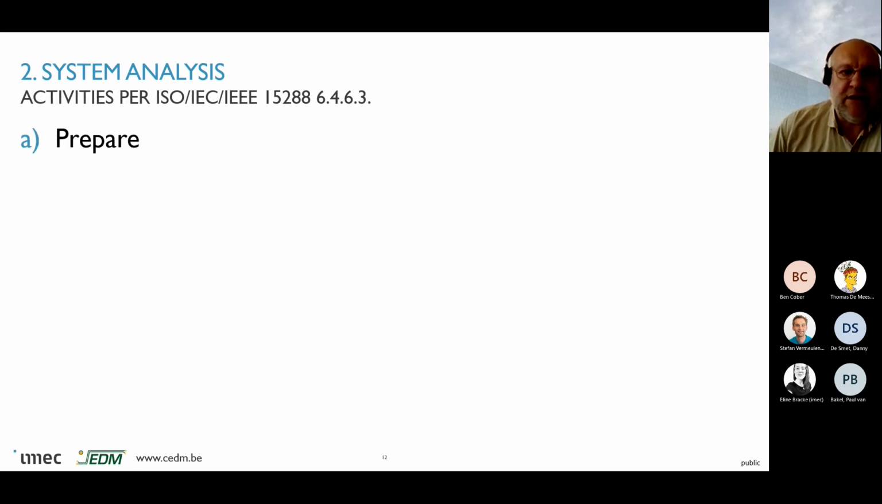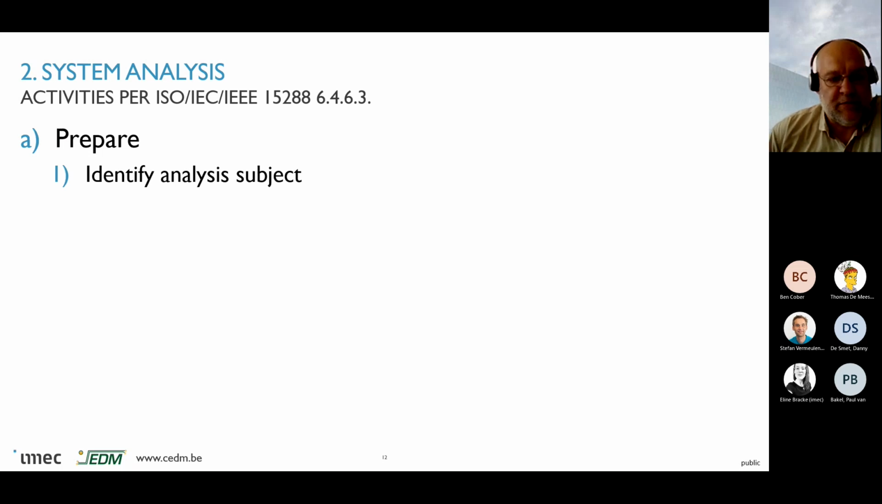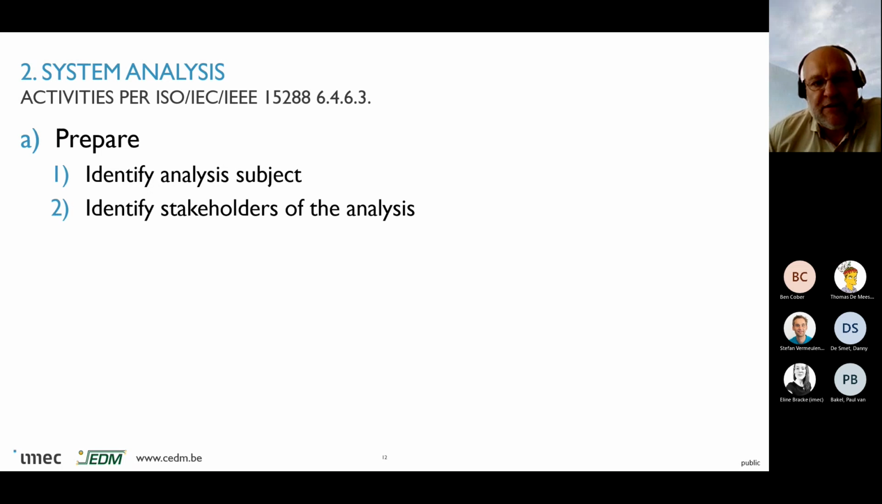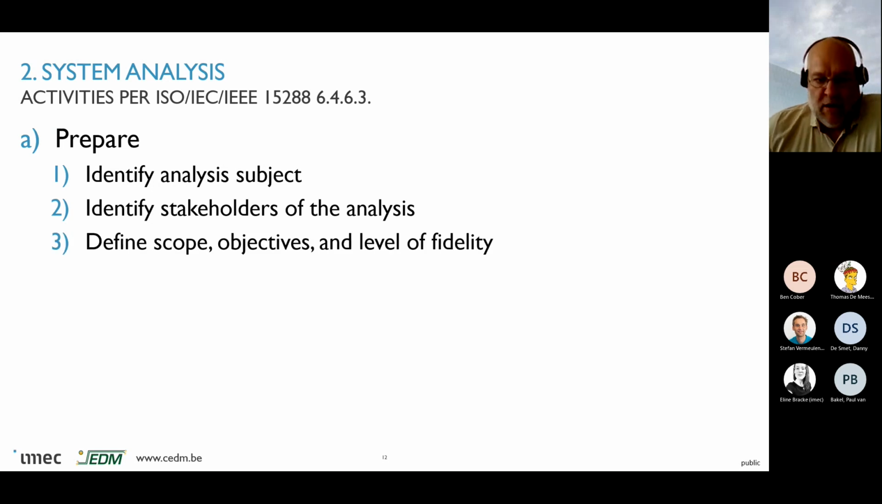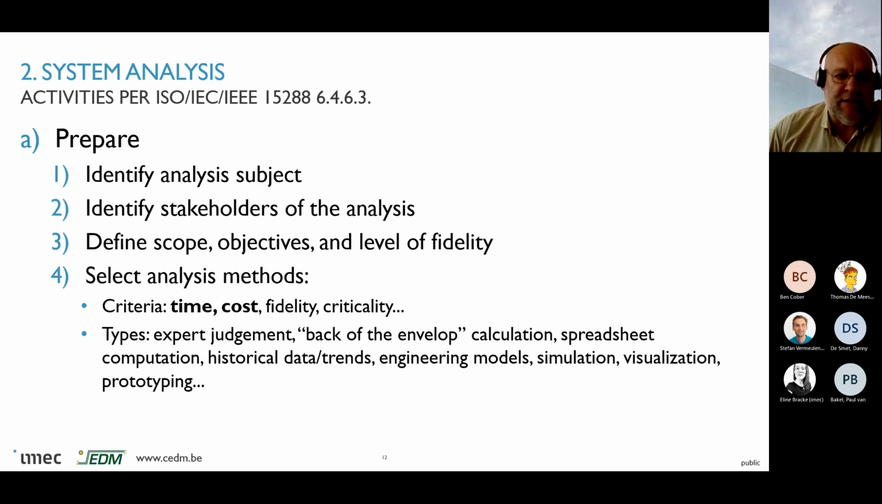There are different activities in system analysis, starting with the preparation, and this involves identifying the thing we want to analyze, identifying the stakeholders, who is going to benefit from the analysis that we are doing. We have to define the scope, the objectives, and also very important, the level of fidelity. How good must the analysis be? And then we have to select the analysis methods.